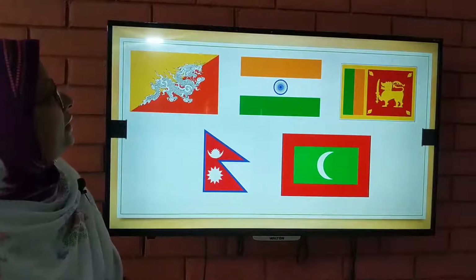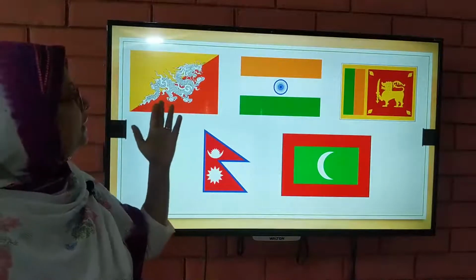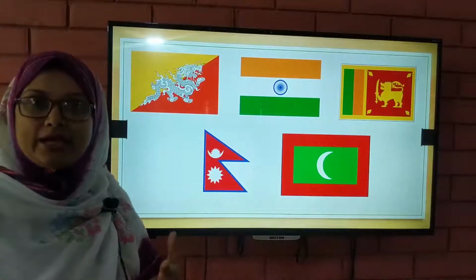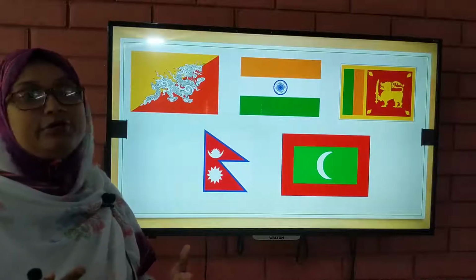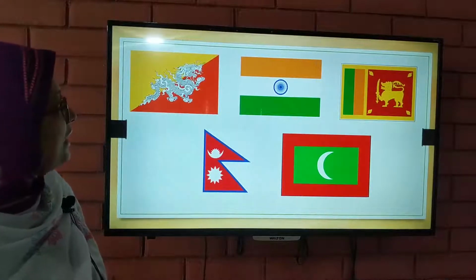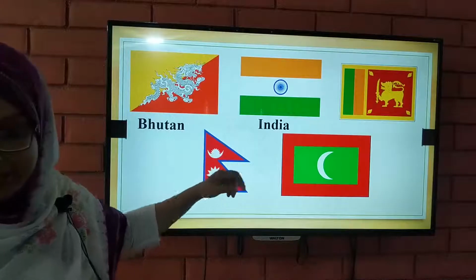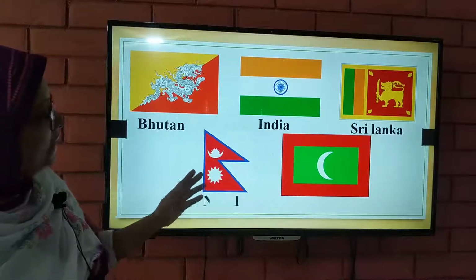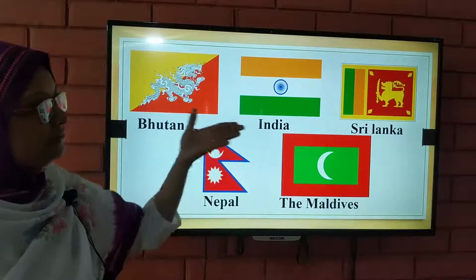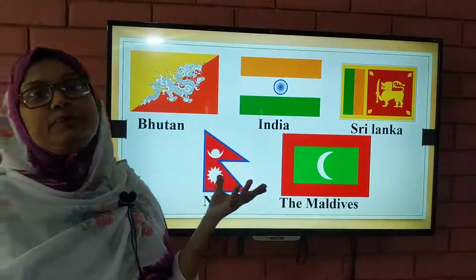What can you see in the picture? There are 5 flags, aren't there? Can you name which country each flag belongs to? I know you are very smart. Probably all of you know the names. Let's check the answer. Bhutan, then India, and that is Sri Lanka. This is Nepal, and finally the Maldives. So these are 5 Asian countries. They represent 5 Asian countries.